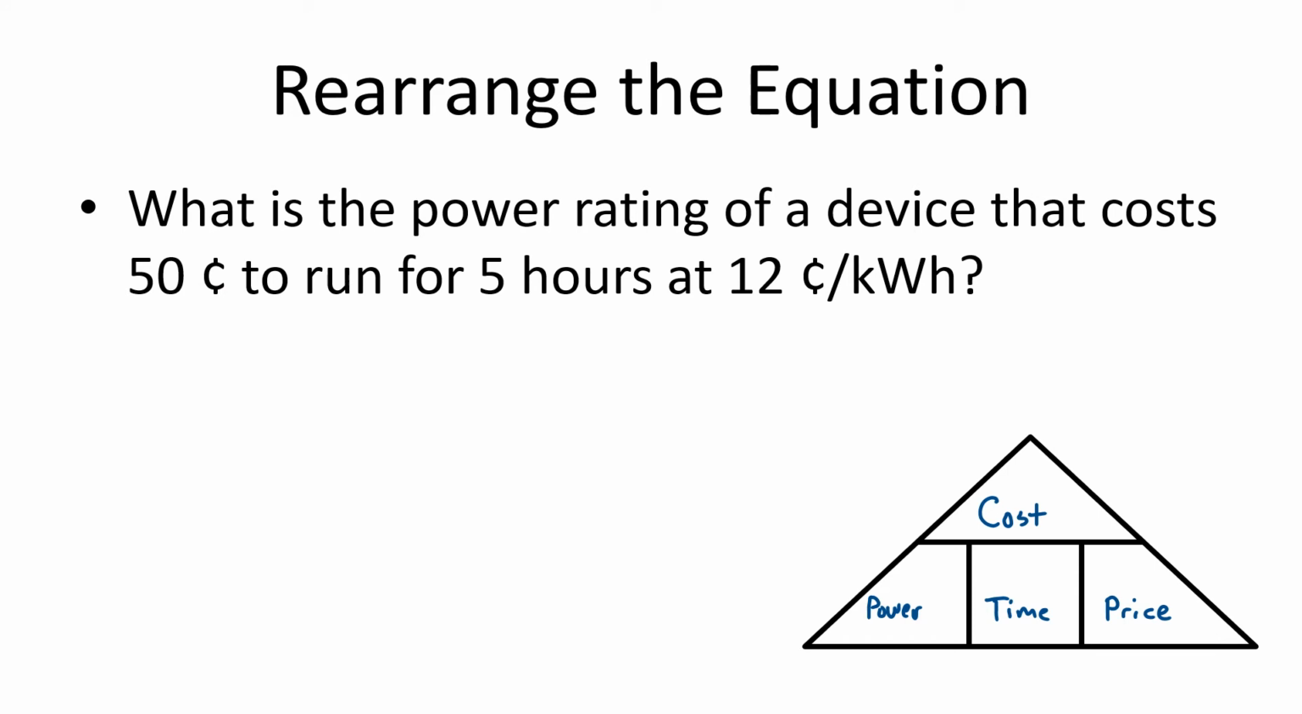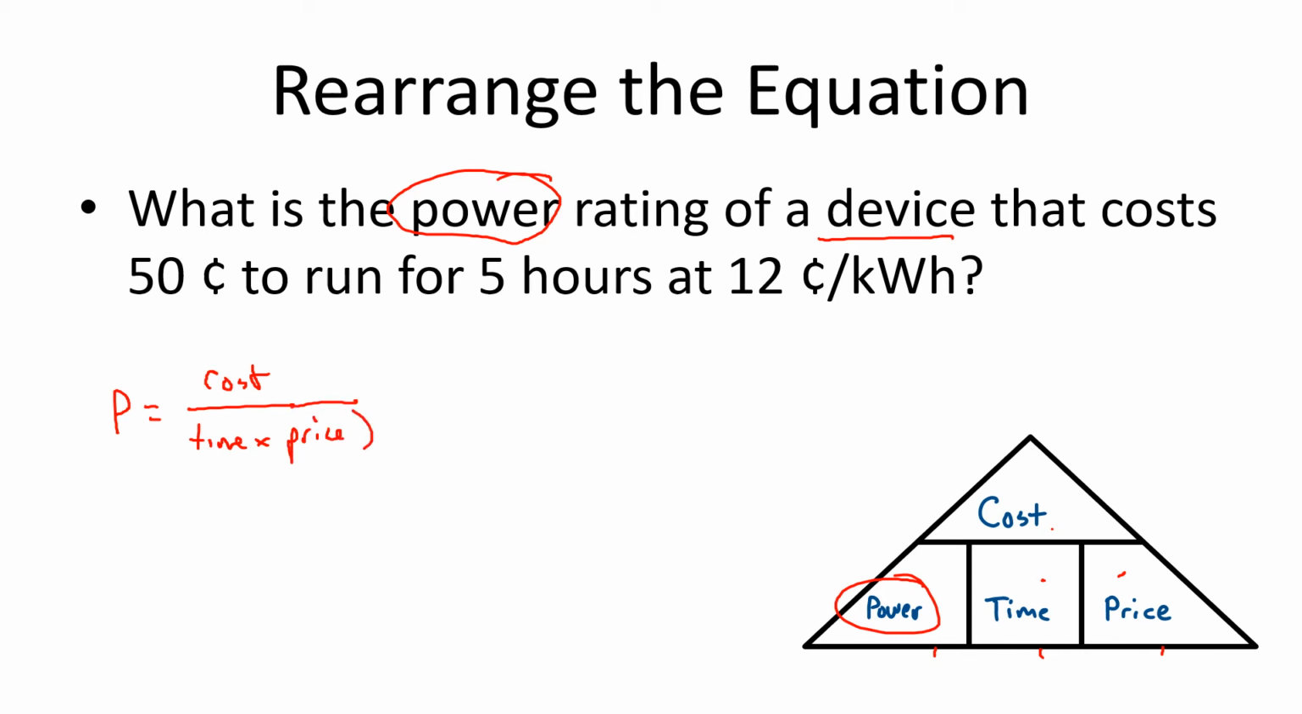So to help you rearrange the cost equation, you can also use a triangle. It's a little bit different because the bottom here is split into 3 spots, but it works the same way. So we're going to use this rearrangement to figure out the amount of power of a device that has these components. So to get power, we need to take cost and divide by these two. So power equals cost divided by time times price. A little hint here, make sure you do the time times price first, and then you can divide the cost by whatever value you end up with there.